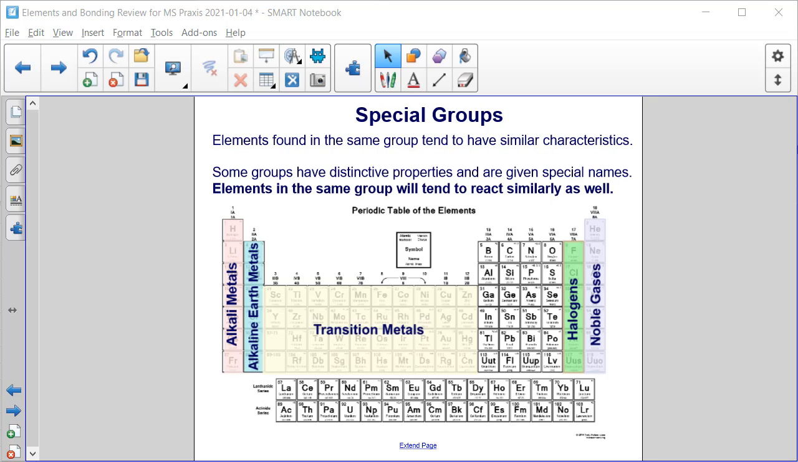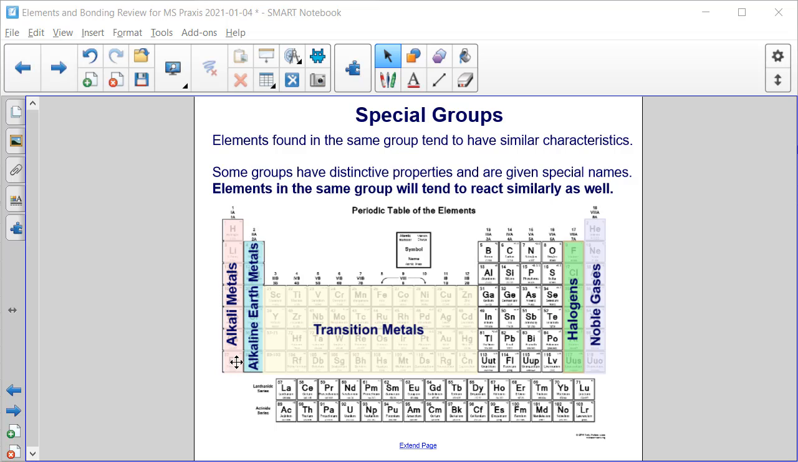There are a few special groups, or columns, on the periodic table. Elements that are in the same group tend to have similar characteristics, and some groups have very distinctive properties and are given special names. You can also expect that elements in the same group will react similarly as well. So in group 1, all the way on the left, we have the alkali metals. And a fun Google search might be to watch the reactivity of these alkali metals, lithium and sodium, in water. They're very highly reactive in water.